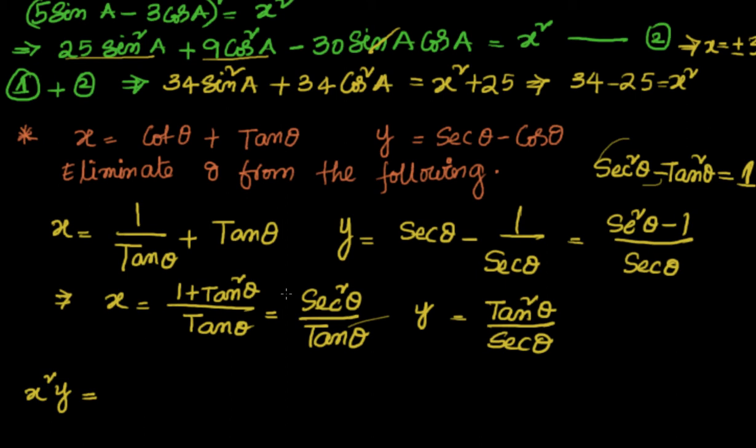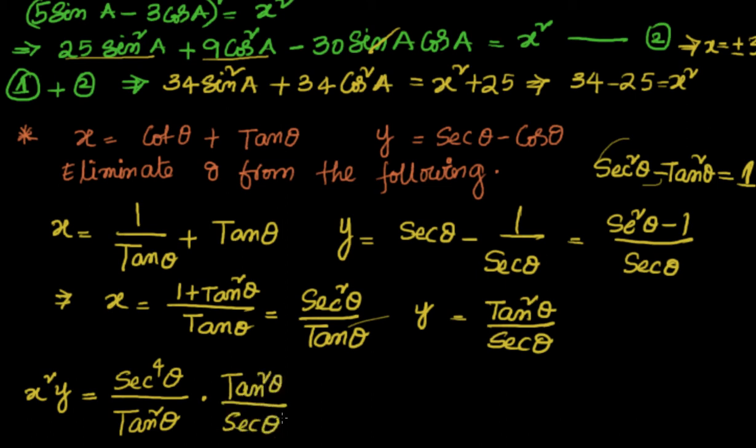So x square into y is nothing but equal to this thing whole square, that is secant to the power of 4 theta by tan square theta, into y, which is tan square theta by secant theta. That means tan square theta cancels, and this is nothing but equal to secant cube theta. That's okay. If I get it in secants, I am perfectly fine. I don't have any problem.